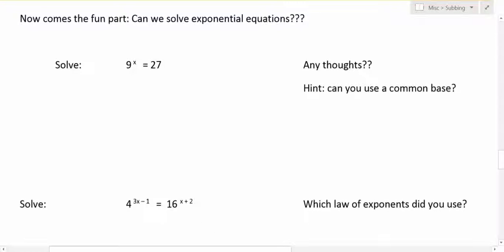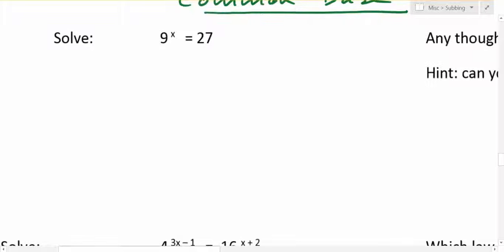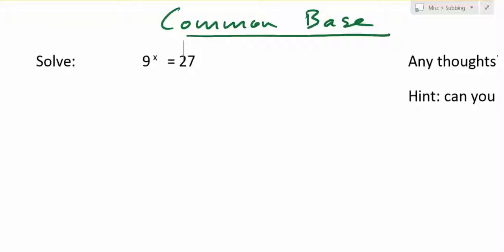This is what I would like you to remember: common base. Even if you don't know what that is exactly, you might know already. What are the bases you're looking at right now in that question? There are two different bases, 9 and 27. You want a common base, so your goal is to make one. Is there a way to rewrite 9 without changing its value?